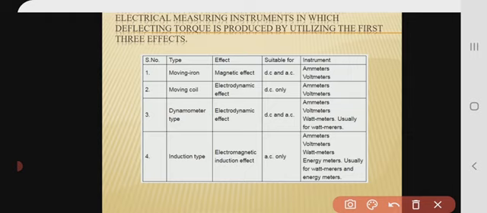helps the moving system to move from its zero position. Initially the instrument is at zero, the indicating pointer is at zero. Deflecting torque helps the pointer to deflect from its zero position. The role of deflecting torque is to cause the moving system to move from its zero position.